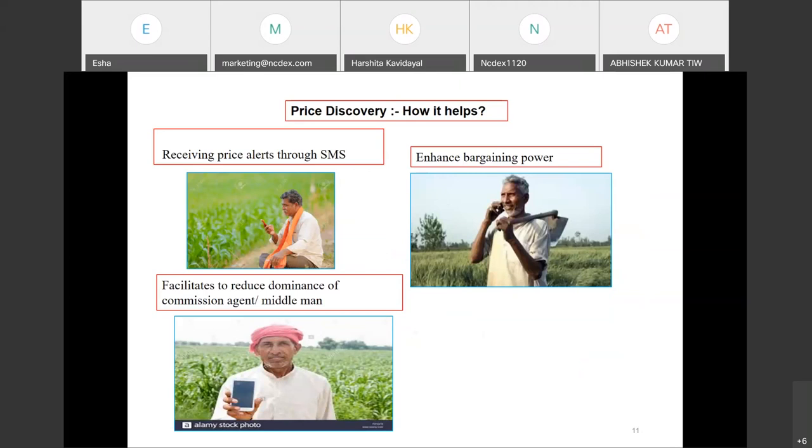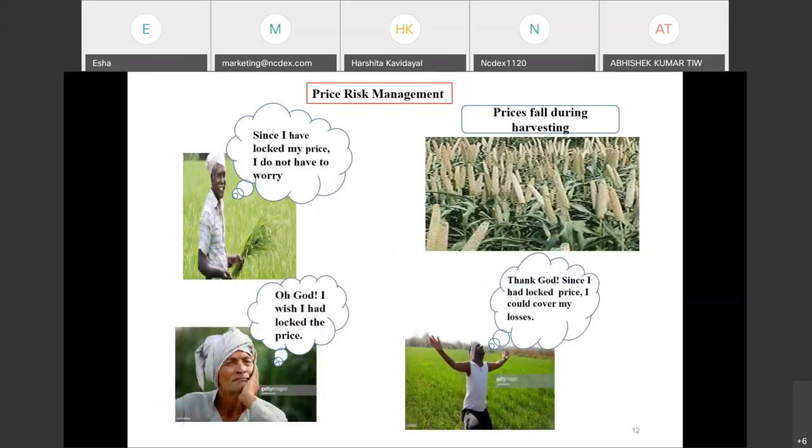Then we move to price risk management. What is price risk management and how does it take place? As I told you, the hedger. Price risk management takes place through hedging. Then what is meant by hedging? Hedging means taking a position in the futures market that is opposite to an already existing position in the spot market. It reduces or limits the risk associated with unpredictable price changes. The objective behind this mechanism is to offset loss in one market by gain in the other.